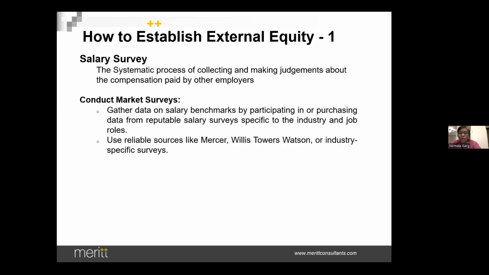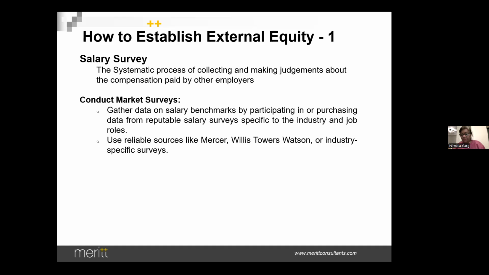Having said that, how do we go about it? Neha was mentioning that we can establish equity by a salary survey or market survey. That is getting data. Now it is so simple, simply put as market data. But then there are certain challenges in it.